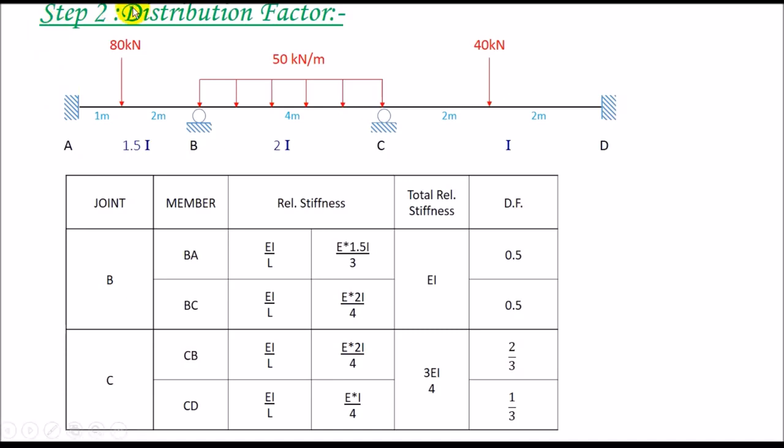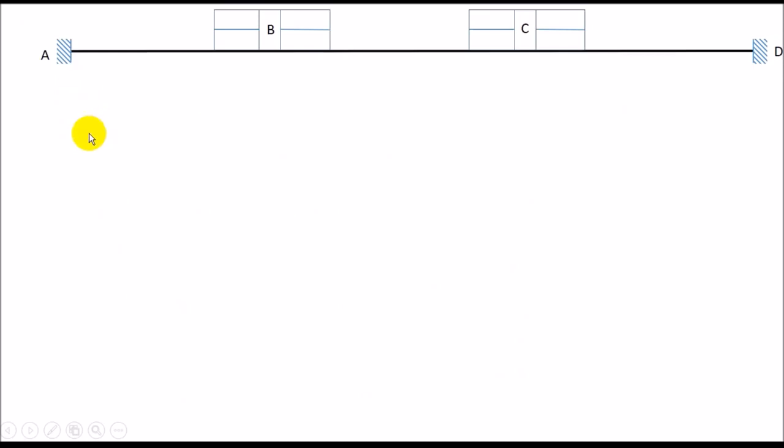Okay, let's move on to step 3, that is our main moment distribution. Now I have just drawn the beam A, B, C, D, and these are my intermediate supports, and I've drawn the boxes as you can see. Now we have to fill values in these boxes. I'll tell you how to fill values.